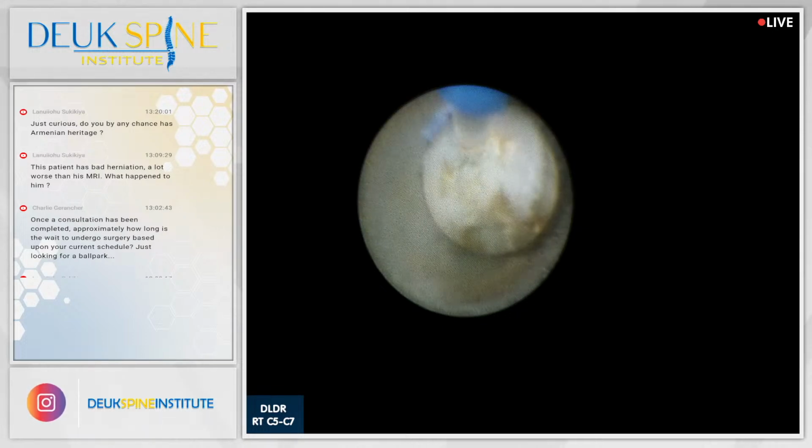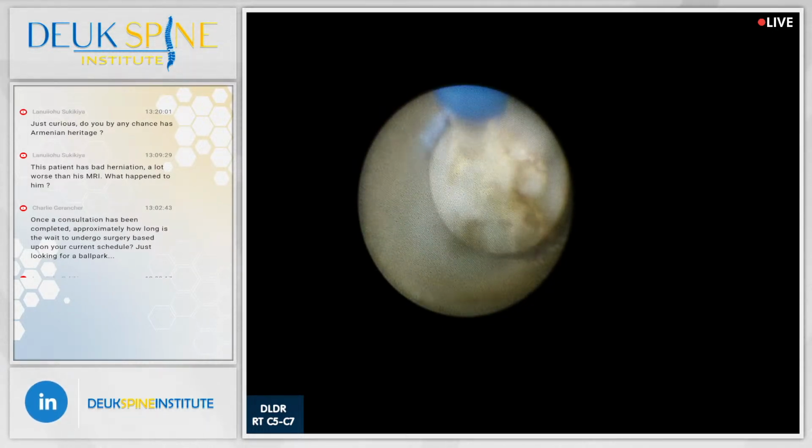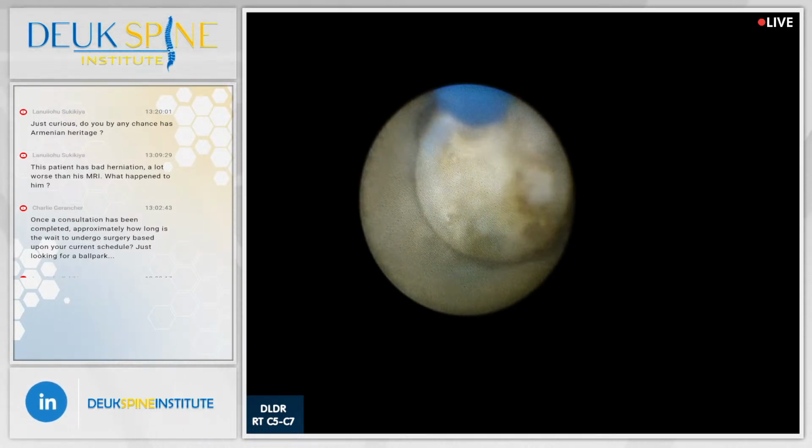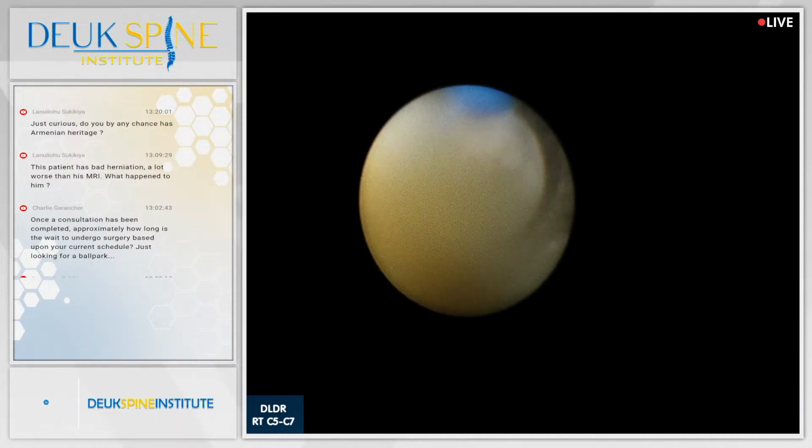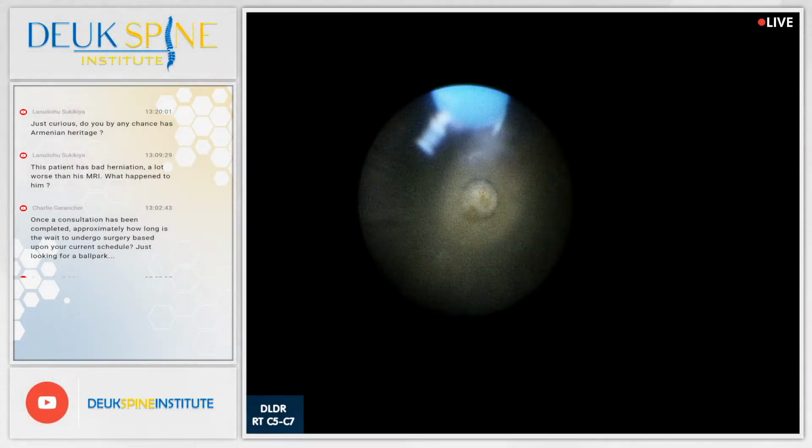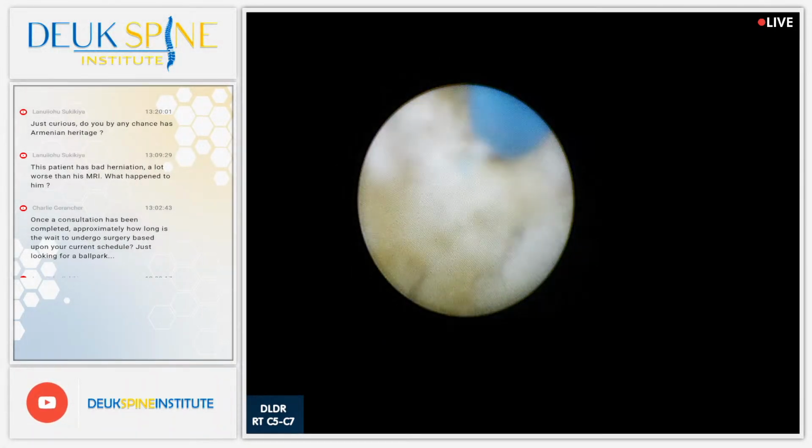That's what the Deuk laser disc repair does. It ends inflammation. And as such, the pain goes away and the disc can heal.